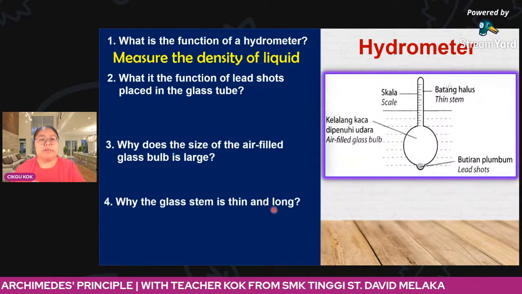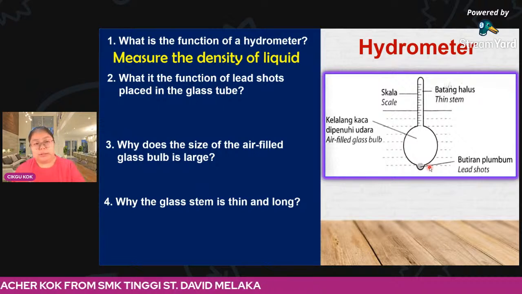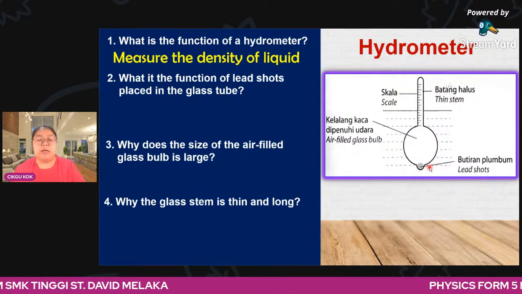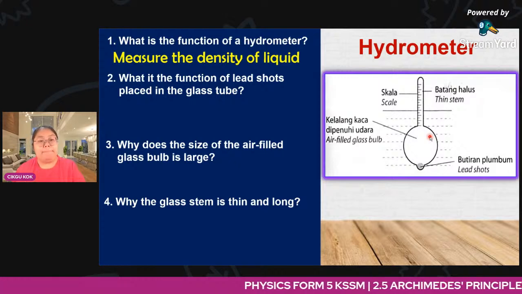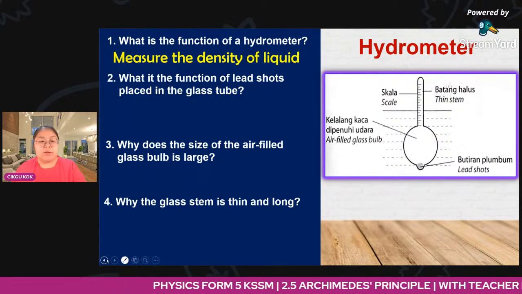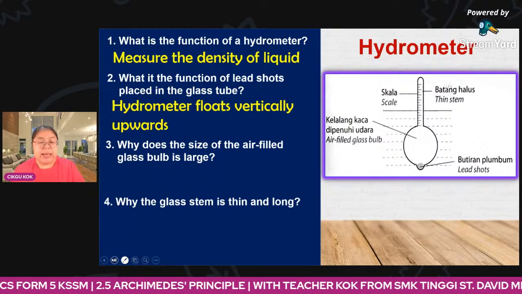Okay, number two, what's the function of the lead shot? The lead shot is normally put at the bottom. Lead is heavier. Important, they want to make the hydrometer stand vertically upright. Okay, do not overturn. So the answer from here should be: the hydrometer floats vertically upwards.